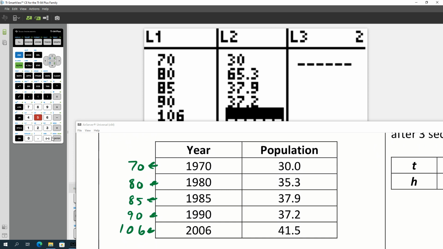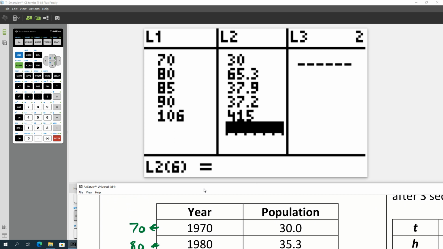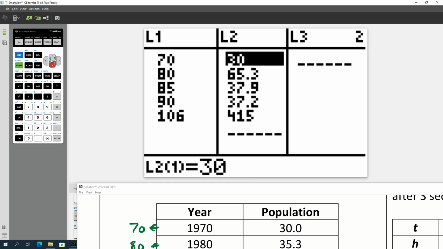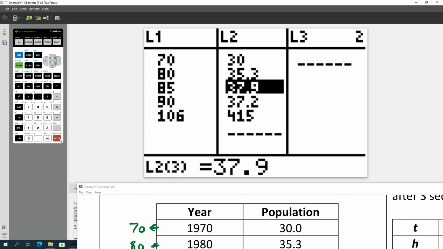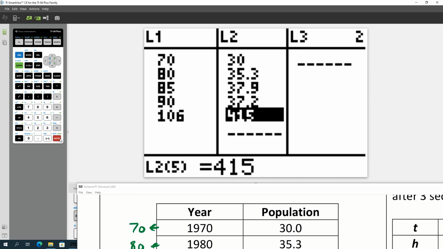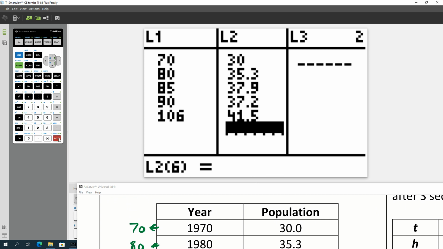Where did he get the 65 from? I'm just typing in weird numbers. I think it's because I can't see. I'll go back and fix it. 35.3. All right, and this last one, 41.4. Okay.